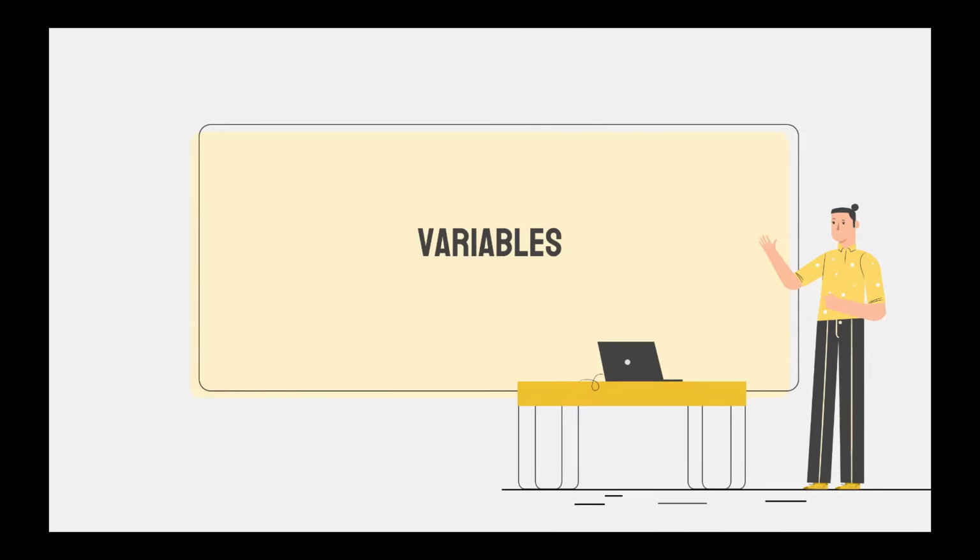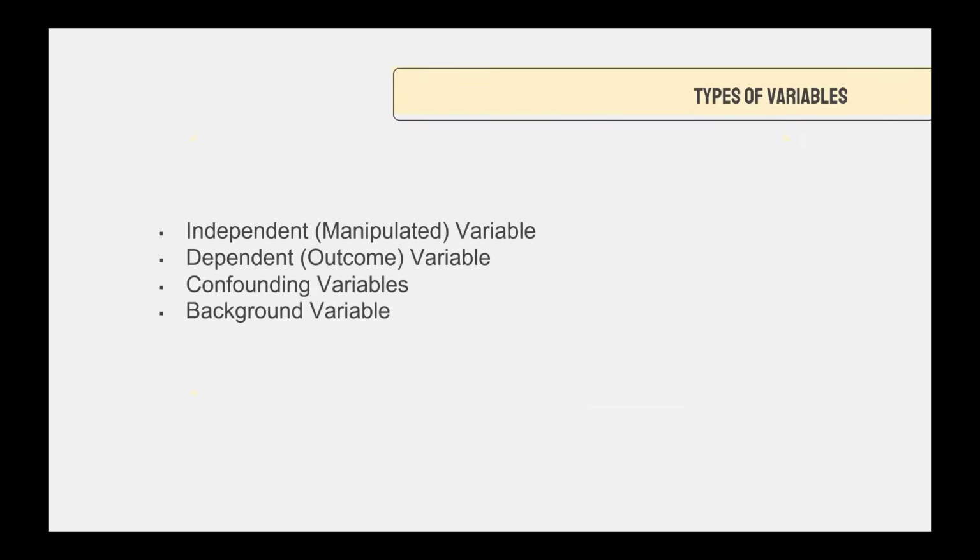Let's move on to defining the variables in your study. These are the types of variables. Okay, so we have the independent variable, which is the one you manipulate, the dependent or response or outcome variable. Confounding variables distort the results of the study, and background variables. An example would be the demographic characteristics of the study subjects.